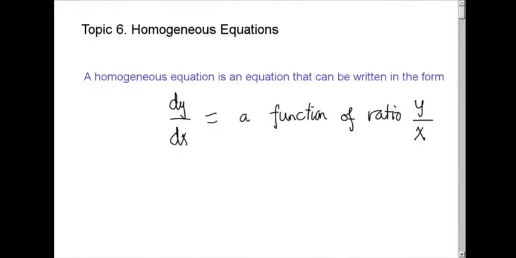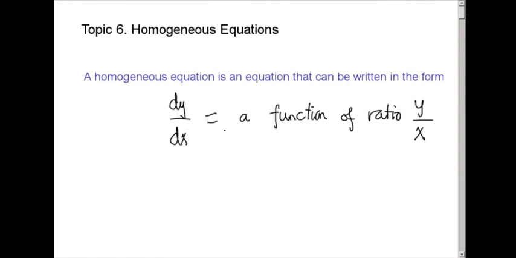In this video, I will be discussing another type of first-order differential equations. These equations are called homogeneous equations. So what is a homogeneous equation? That is an equation which can be written in the following form.